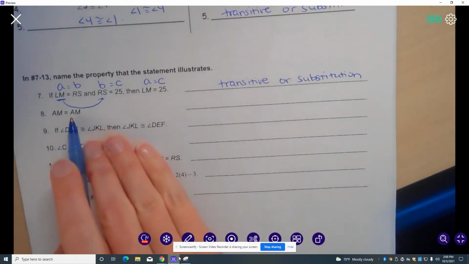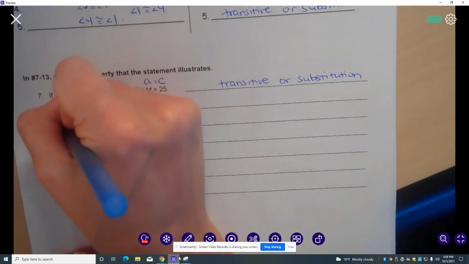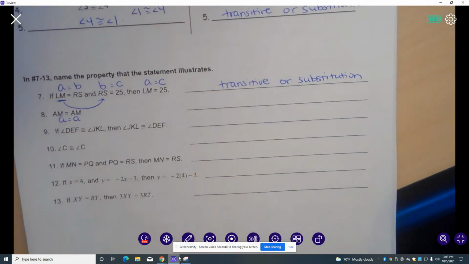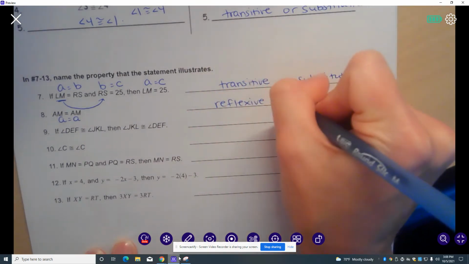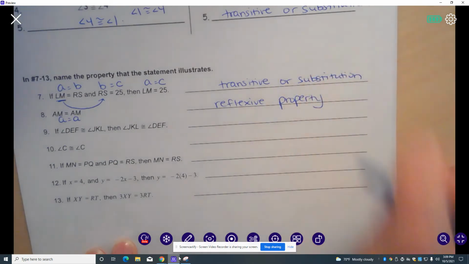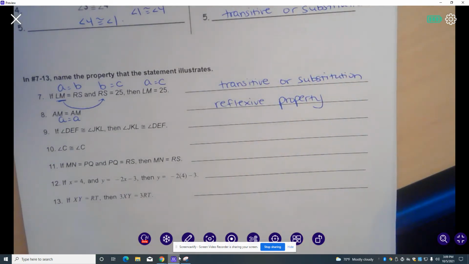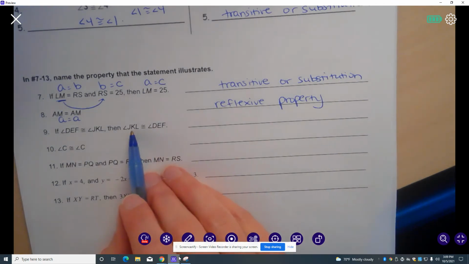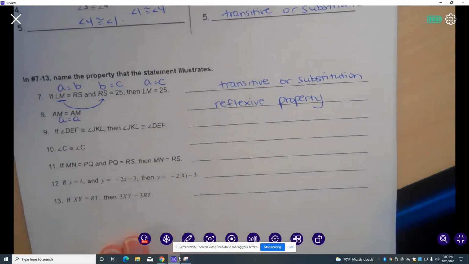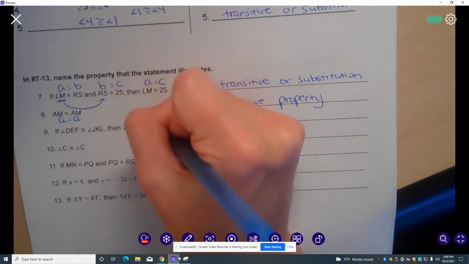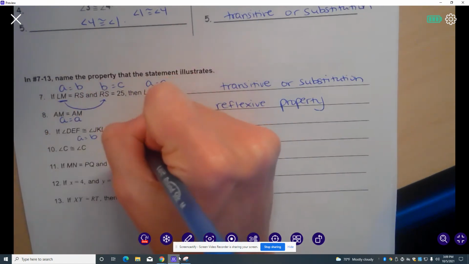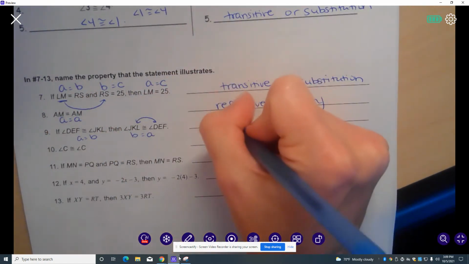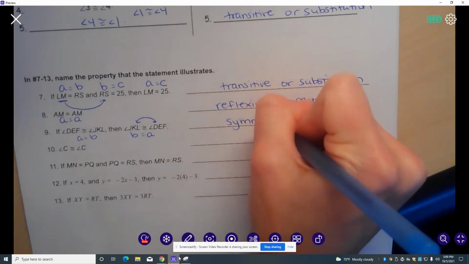Eight, AM equals AM. This is something equals itself, right? A equals A. That is the reflexive property. If angle DEF is congruent to angle JKL, then angle JKL is congruent to angle DEF. All that's happening here is we're taking our congruent statement and we're flipping it, right? If A equals B, then B equals A. When we flip it, that is the symmetric property.